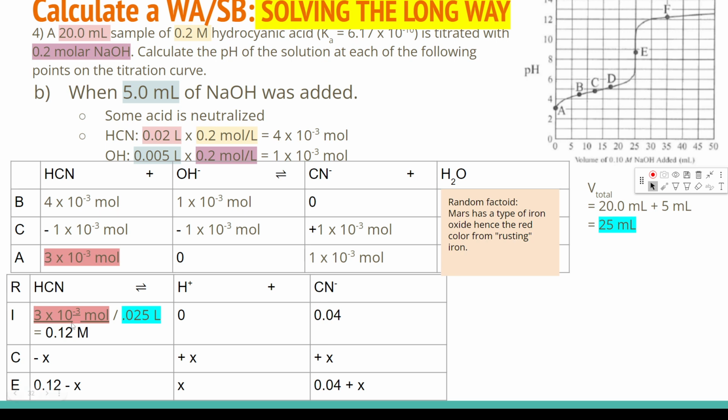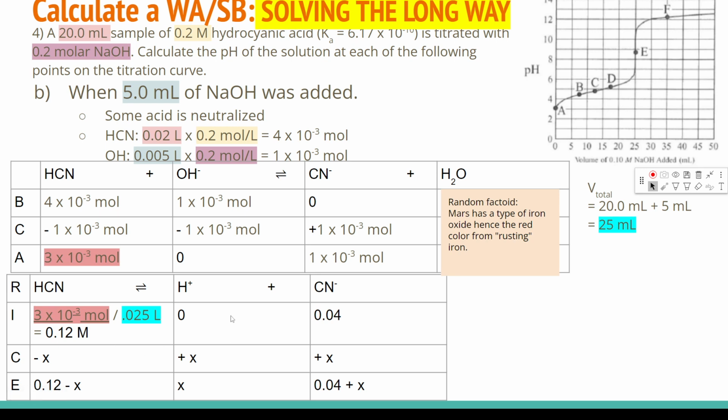Anyway, I have the moles from the after part because that's what we have. And then I have my new volume, and then I have my concentration. I also did the same thing here. I just skipped showing my work. So I put these moles divided by the new volume in liters to get my molarity. And so I do my RICE table like I normally do.